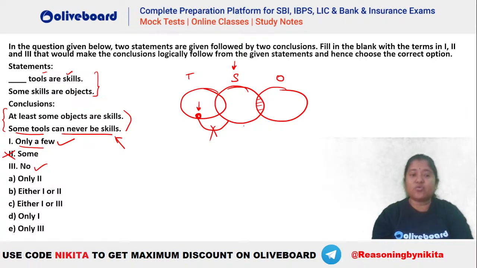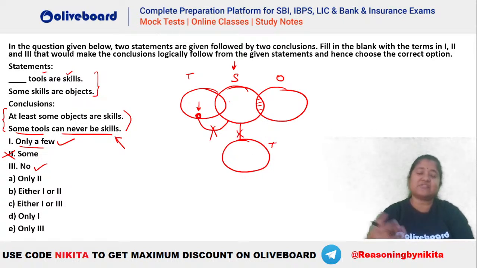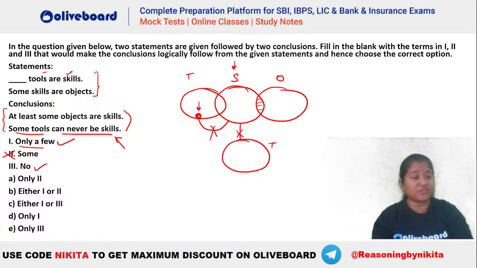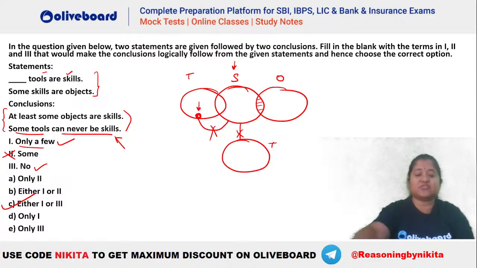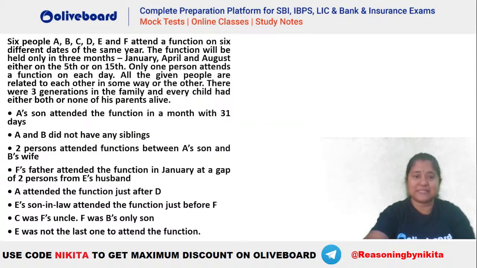Let's say we take no here, that is, no tools are skills. If no tools are skills is true, some tools are not skills is automatically true, because if the universal is true, its particular format is always true. So you can see that this is also possible. That means the answer has to be either 1 or 3. So that is option number C. I hope this is clear, everybody. So the answer here will be option number C.